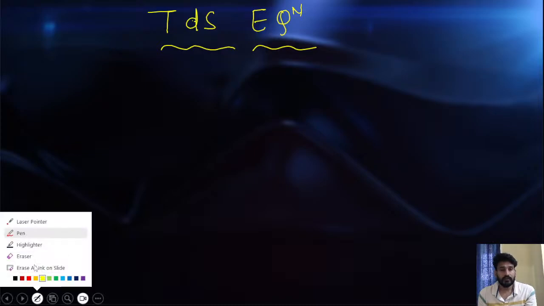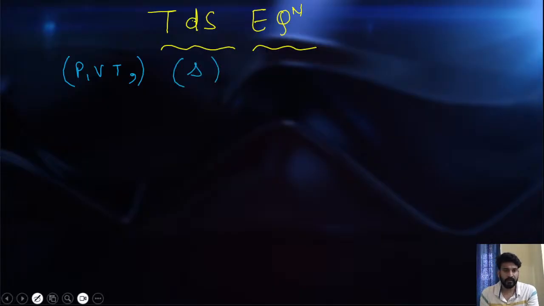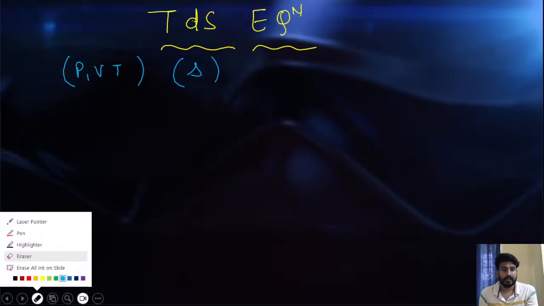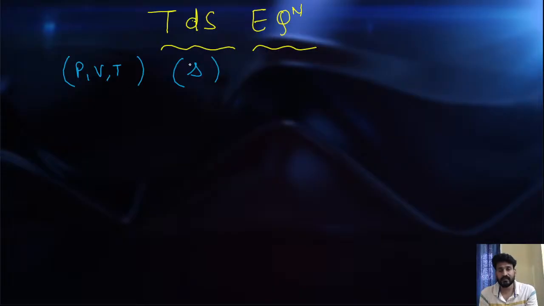As you know, we have three properties: P, V, and T. These are the measurable properties, and entropy is my derived property. Derived means that this property is derived with the help of the measurable properties P, V, and T. Is it clear to you?